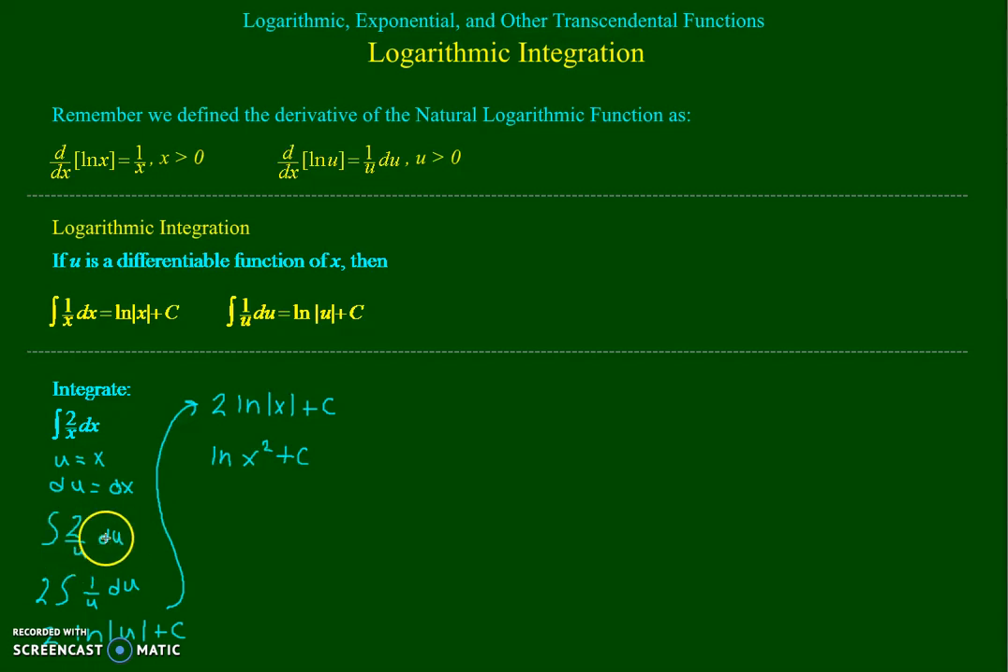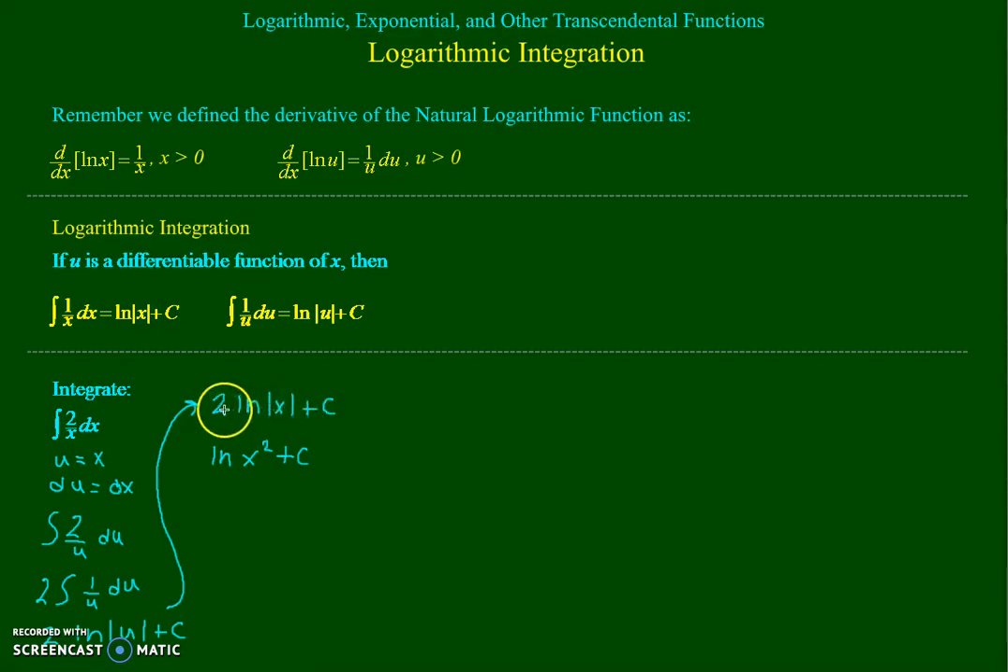So we've matched the x, we've matched the dx, and now we have the integral of 2 over u du. So we pull out the 2, and we have the integral of 1 over u du. This exactly matches our primary pattern, which is simply the natural log of the absolute value of u plus c. Then we back substitute our u, and we have 2 times the natural log of the absolute value of x plus c.